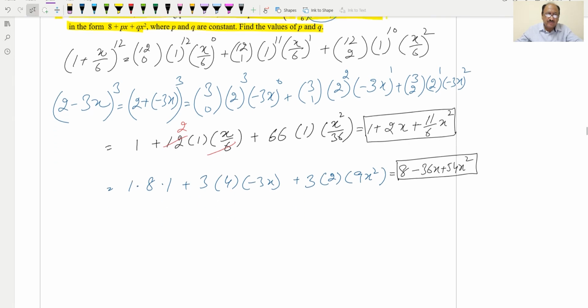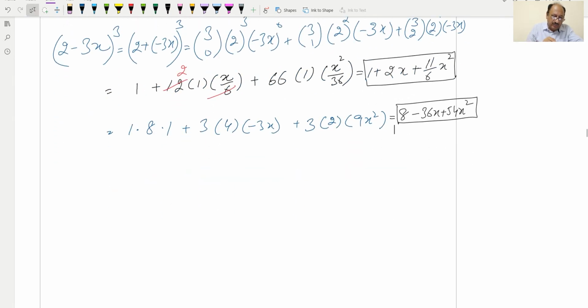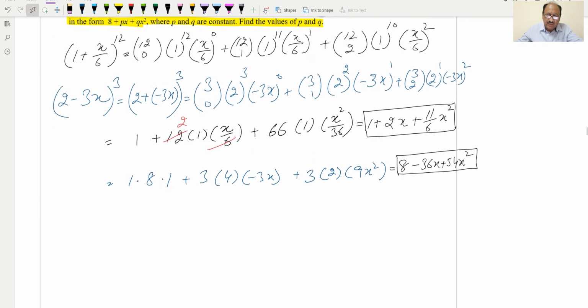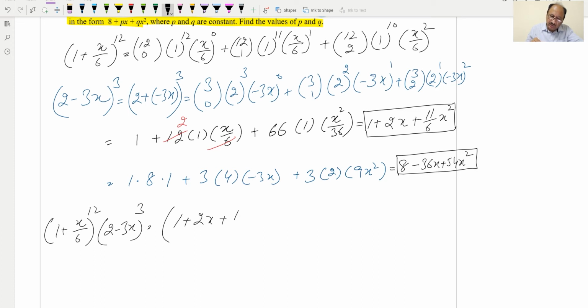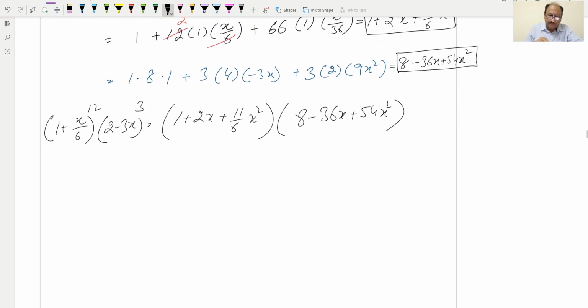Now these two expansions need to be multiplied, and we can rewrite it as 1 plus x over 6 raised to the power 12 into 2 minus 3x raised to the power 3, and these expansions I'm just copying: 1 plus 2x plus 11 by 6 x squared, and 8 minus 36x plus 54x squared. Now we can multiply.